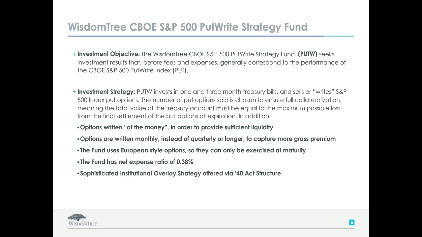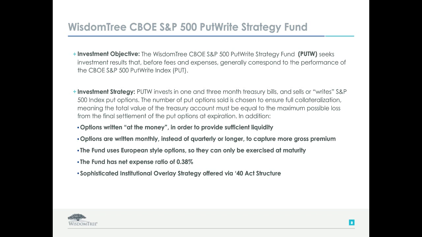So what the fund owns, in effect, is treasuries, and it collects the premiums on those options that it writes every month. And typically, I say typically all the time, the fund is completely cash collateralized. So that means that we can't write any more options than we can totally cover with the cash in the fund. So there's no leverage involved. Those options are written monthly, and the reason we write them monthly is because we can capture more gross premium over time rather than writing them quarterly or longer.